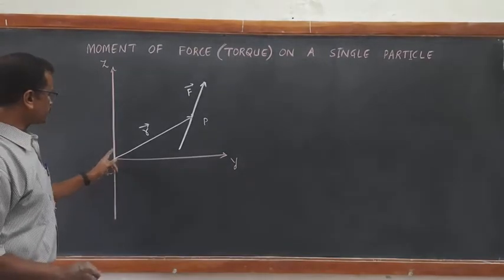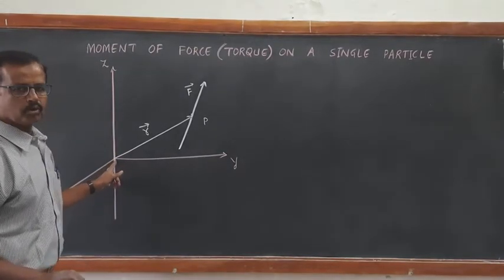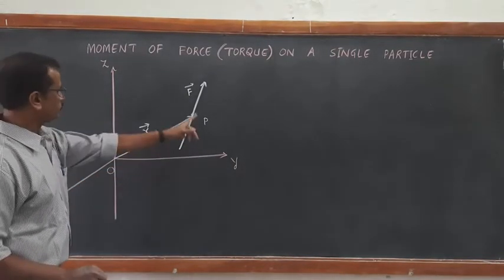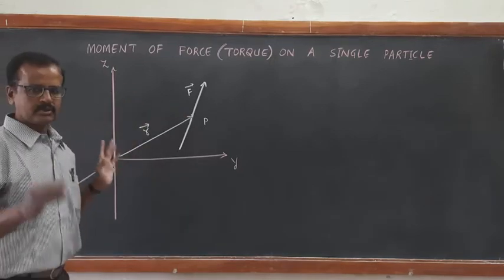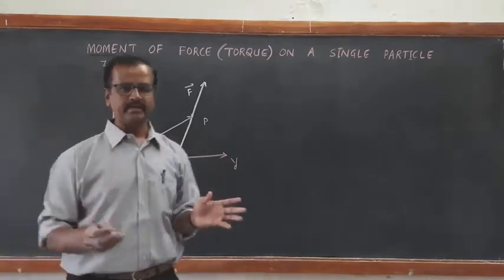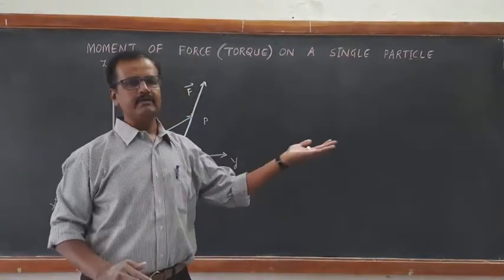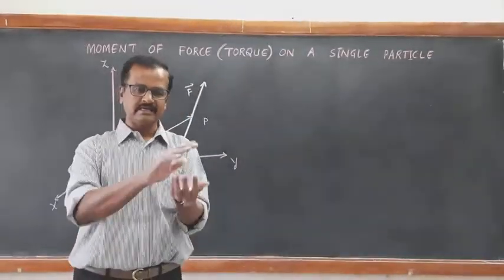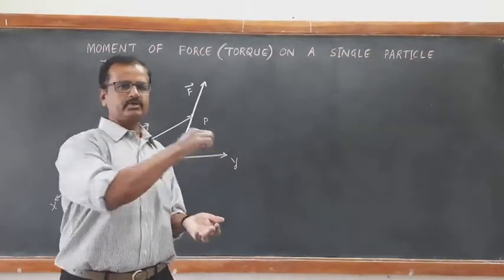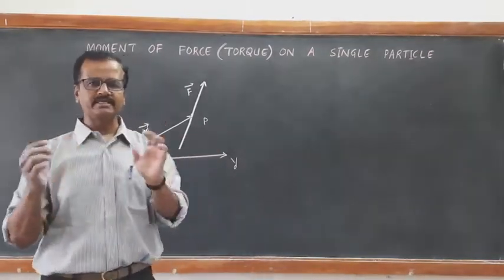There is an axis of rotation about this point, the origin, about which the body tends to rotate like this. That's what I told you. This particle is not free. If a free particle is there and a force is applied, then the particle will undergo displacement, and then work is done. That is a different aspect. Here, it is tending to rotate about a fixed axis.